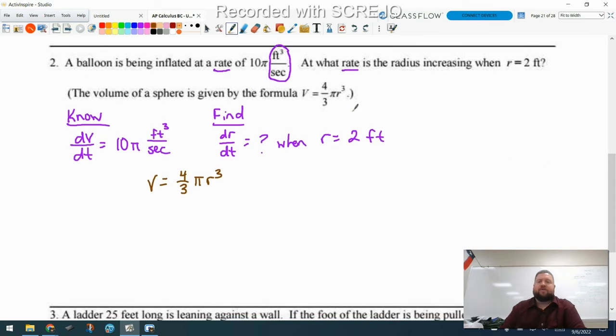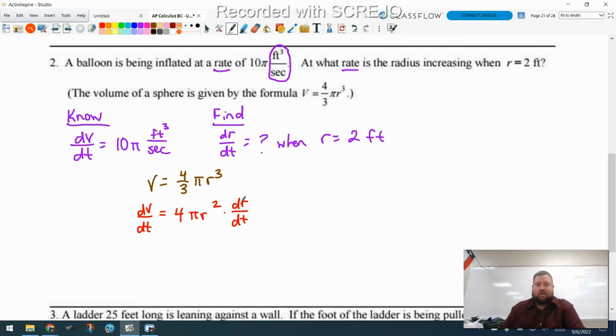And again, I don't want to plug in 2 for r right now because that would give me just a constant on this side, and if I take the derivative of a constant, I get 0. Most likely that's not the answer, and it certainly isn't going to be on this problem. So let's take the derivative. dV over dt is equal to, multiply by 3, that gets me 4 pi r squared, and then multiply by dr over dt for the chain rule.